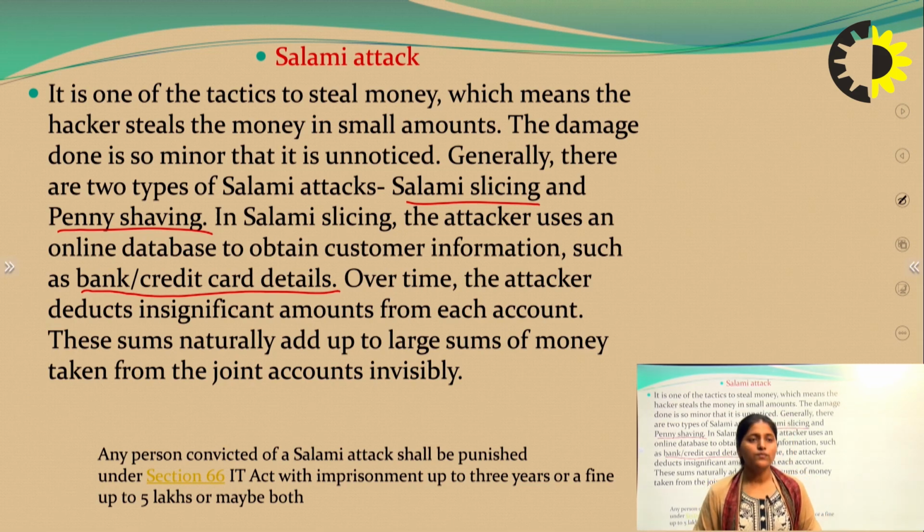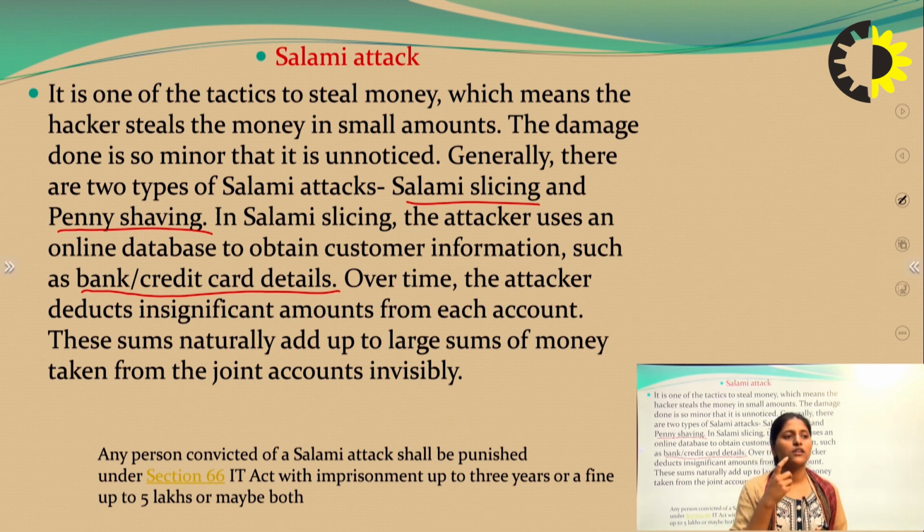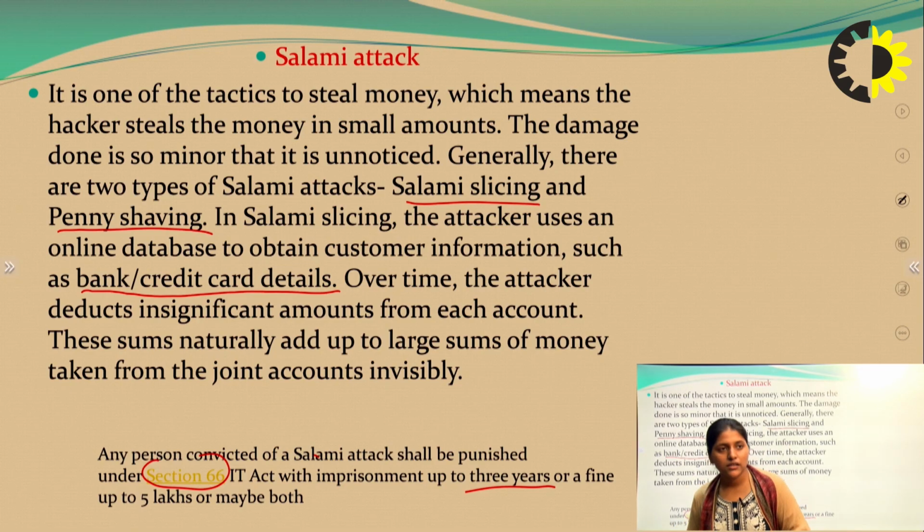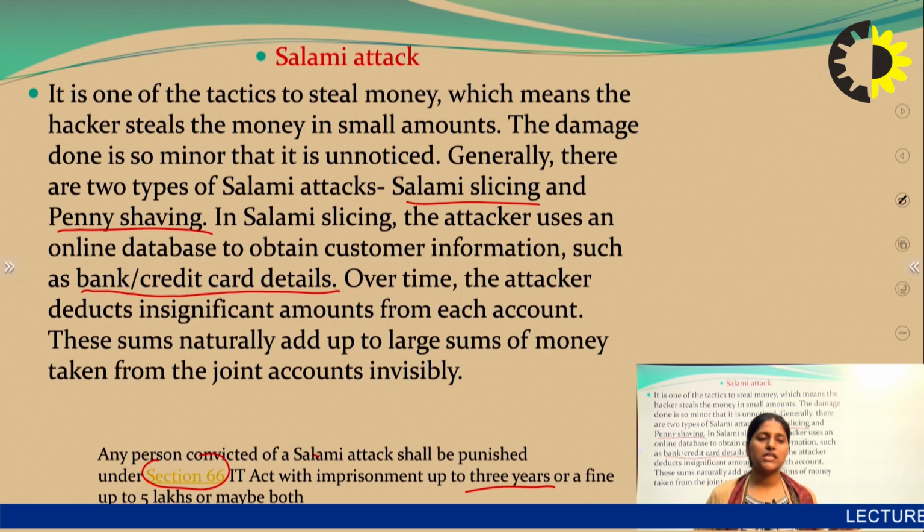So, the attacker will get the person's information, the bank and credit card information, and the process continues naturally as they take money from the particular person's account. When someone performs a salami attack, under section 66 of the IT Act, they need to pay a penalty of 5 lakh and also face imprisonment of up to 3 years.